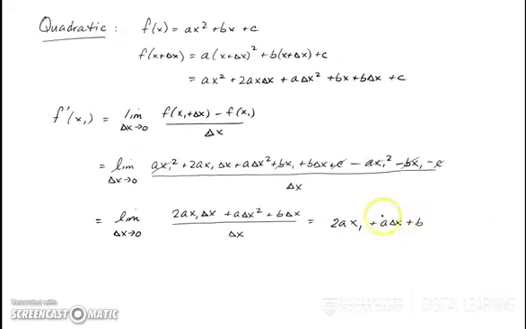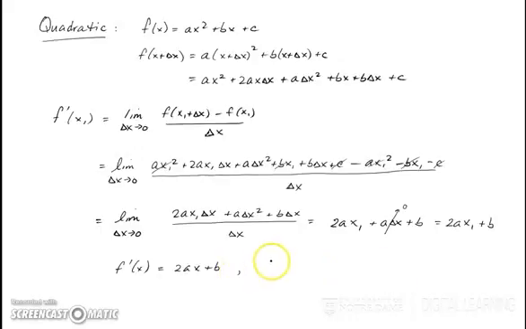The only thing that happens is that this central term, which has an a delta x, this delta x goes to 0, so this term goes to 0. So I'm left with 2a x1 plus b. So generically, since this is valid for any value of x, we can say that f prime of x is equal to 2ax plus b.